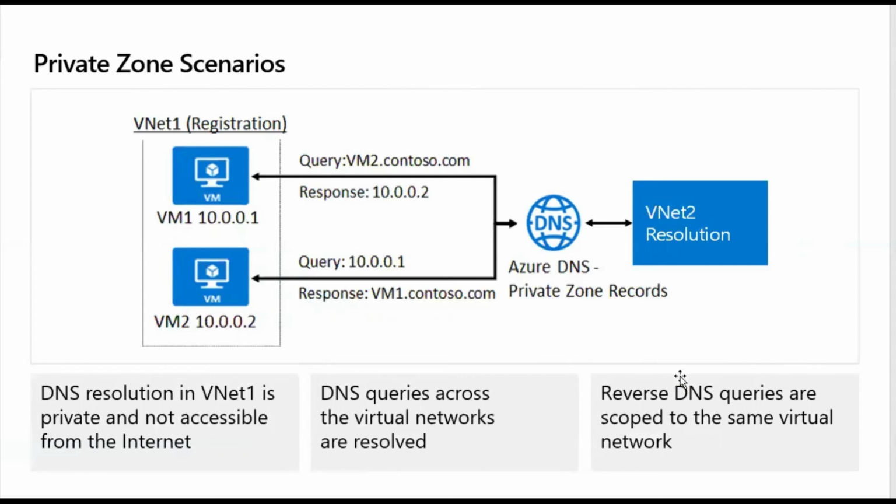Private zone scenarios. DNS name resolution in VNet 1 is private and not accessible from the internet. DNS queries across the virtual networks are resolved. Reverse DNS queries are scoped to the same virtual network. So basically, if we create any DNS name resolution in VNet 1, it will be private. It will not be accessible from outside.